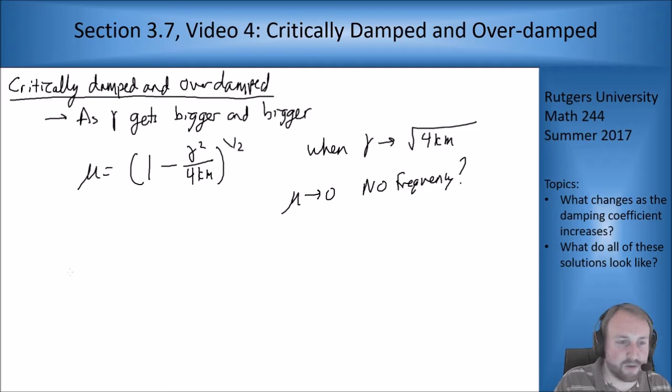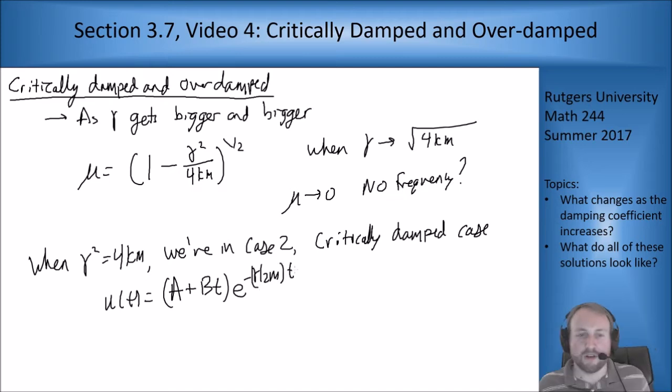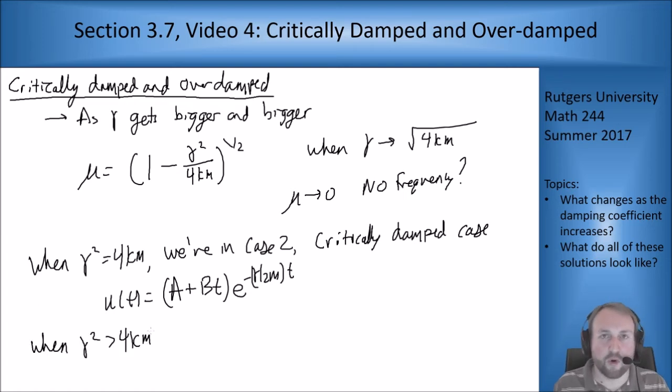When we get this equality, we're in case 2, the critically damped case, where the general solution is (A + Bt) times e to the negative gamma over 2m times t. We only have one repeated root. If you keep pushing gamma further beyond that, you get to the overdamped case, where you have two distinct real roots, both of which are negative. When we have more damping than being critically damped, we are overdamped.